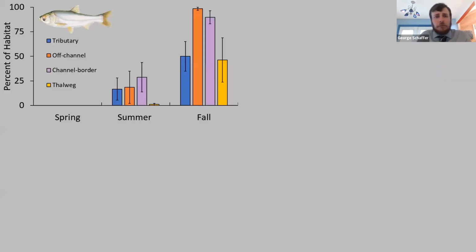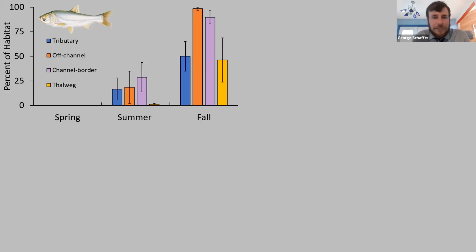So then we also wanted to look at which habitat types allowed for the best quality habitats. On the y-axis, we have percent of habitat, and that was calculated the same way as the previous slide, except just grouping into total area of each habitat type independently. On the x-axis, we grouped our months into different seasons, with spring being March, April, May, summer being June, July, August, and fall being September, October, November.